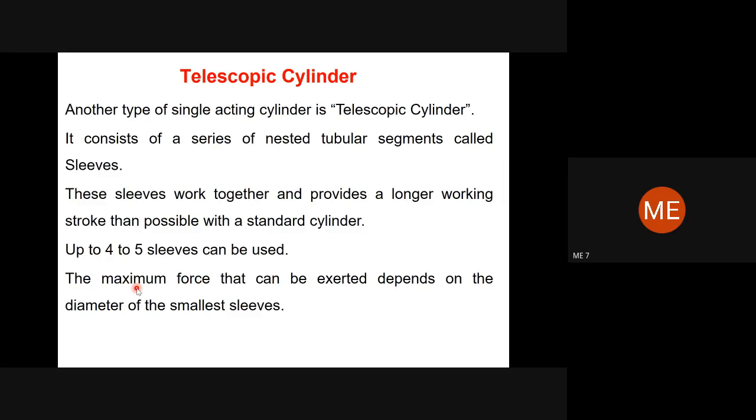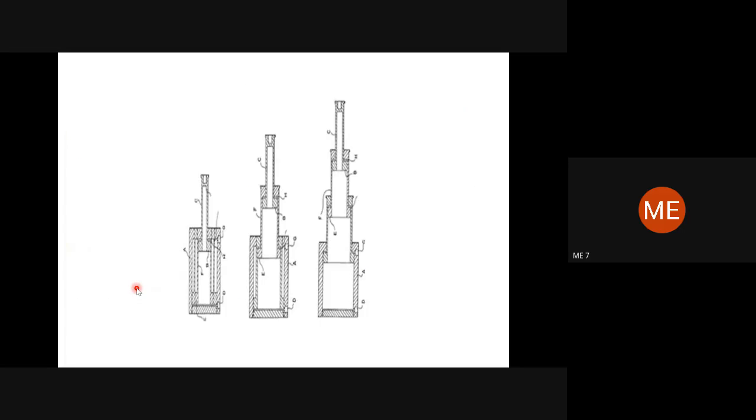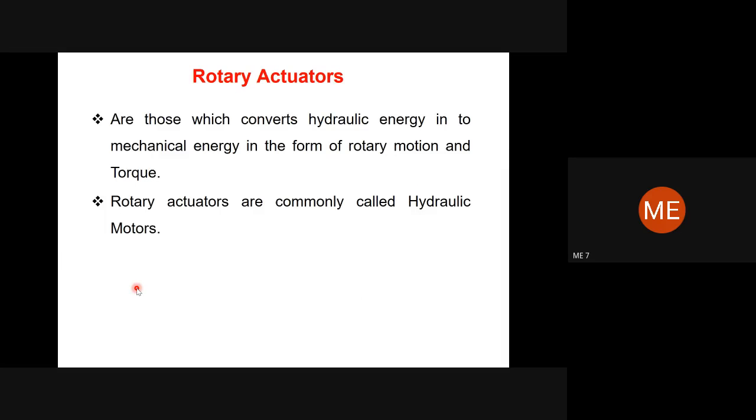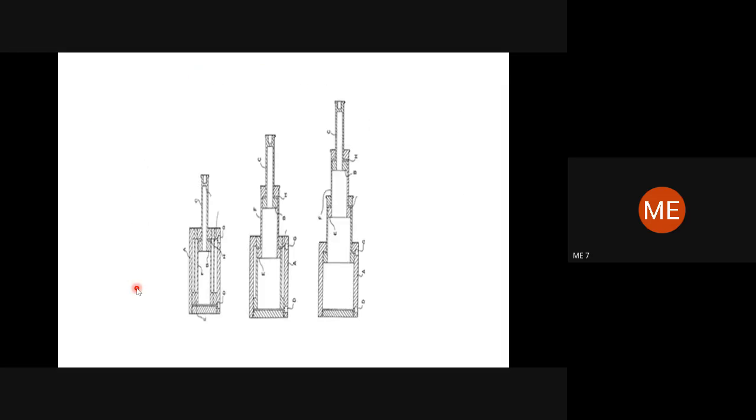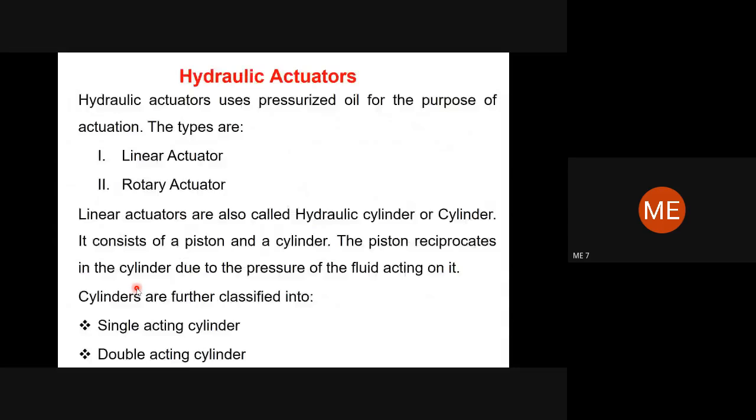Right, so these are all the different types of hydraulic cylinders. This is the figure. Next class we'll go with the rotary actuators. As of now, we have started with hydraulic actuators, and under hydraulic actuators we have discussed the linear actuators. Linear actuators are nothing but your hydraulic cylinder, or simply a cylinder.